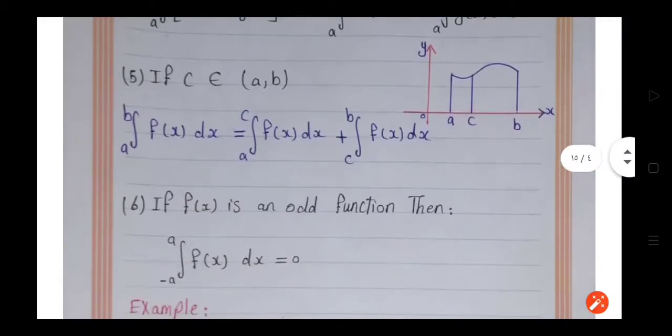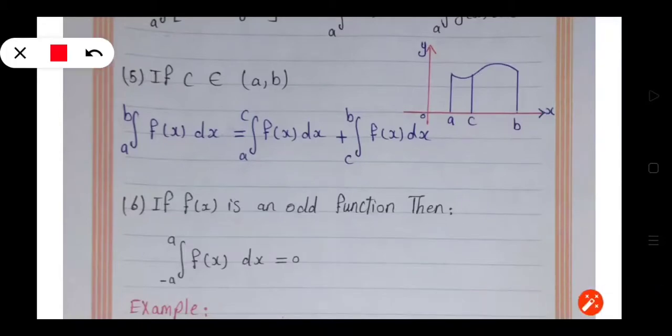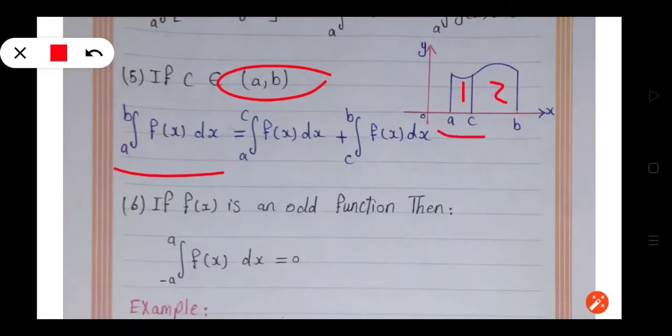Number 5. If we have a point c between the interval from a to b, now we can divide the total area into two parts, first part and second part. That means that the area of the first part plus the area of the second part gives us the total area. Now the integration from a to b, we can write in the form integration from a to c plus integration from c to b.